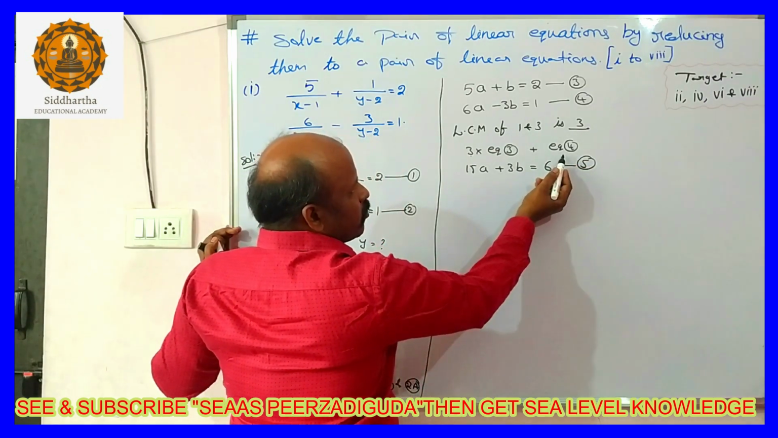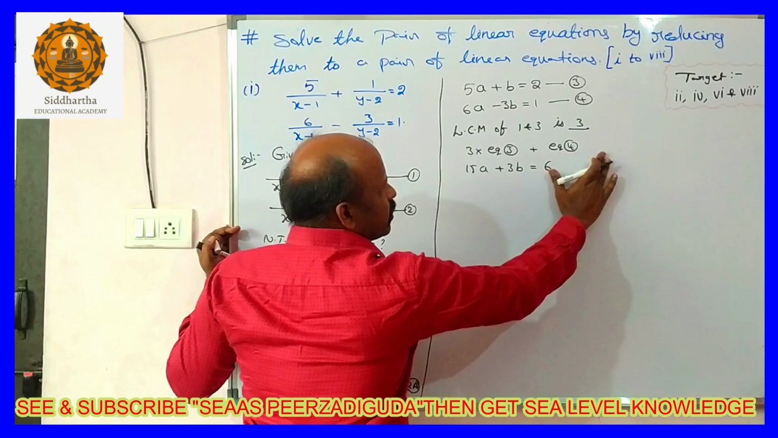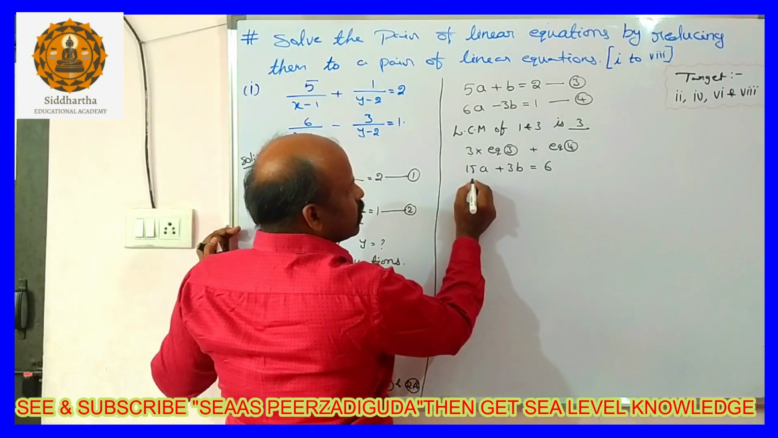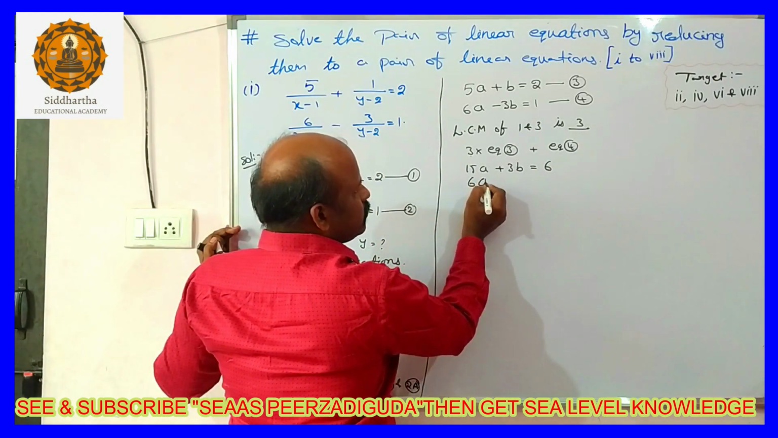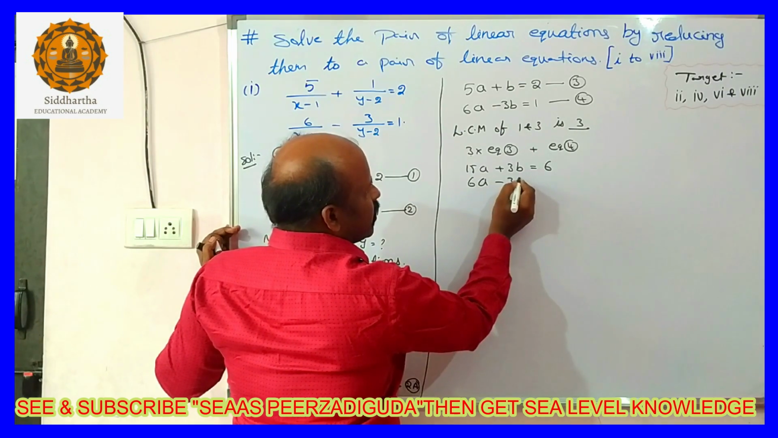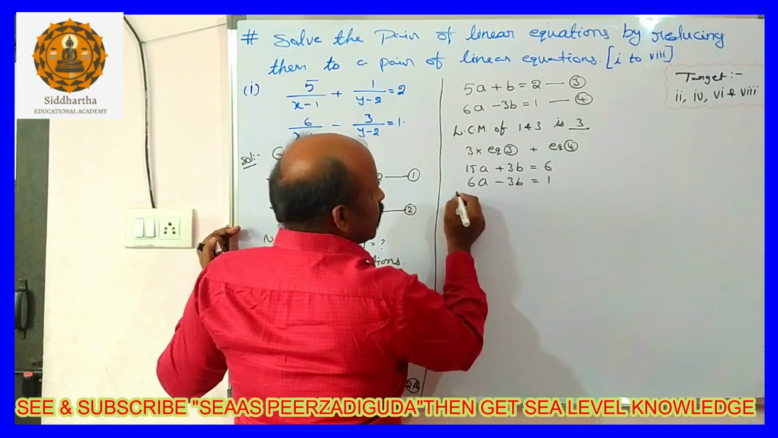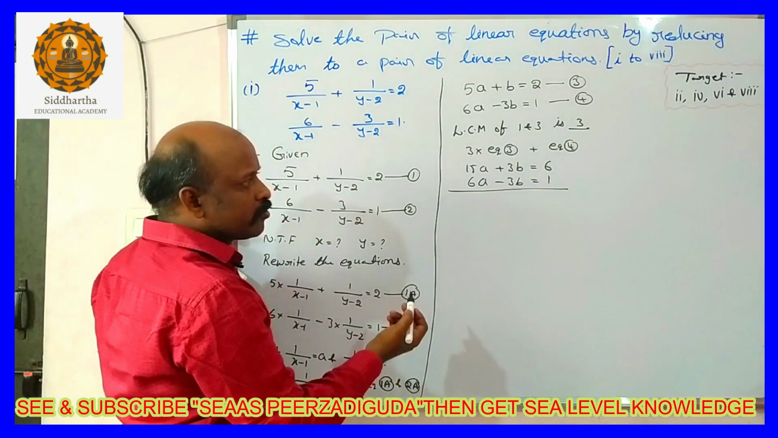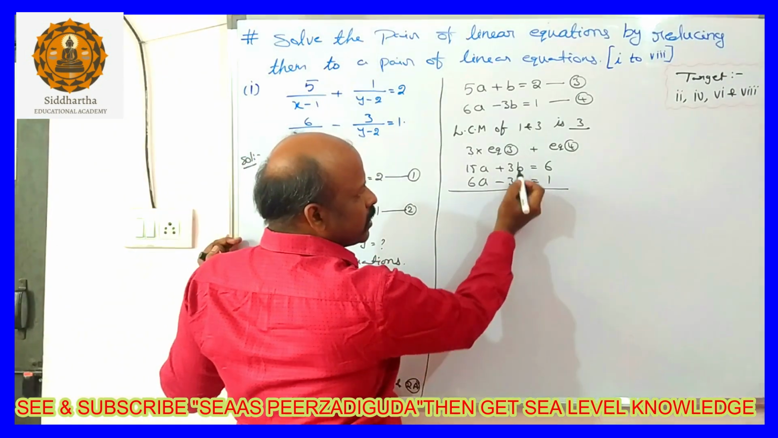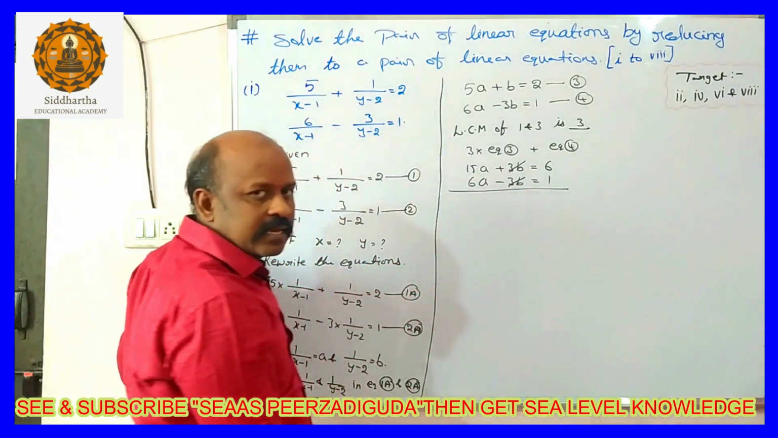Now one more is what? No need to take over here. So see, equation number 4 is 6a minus 3b is equal to 1. These two, what am I going to do? Addition. Addition means plus 3b minus 3b gets cancelled.